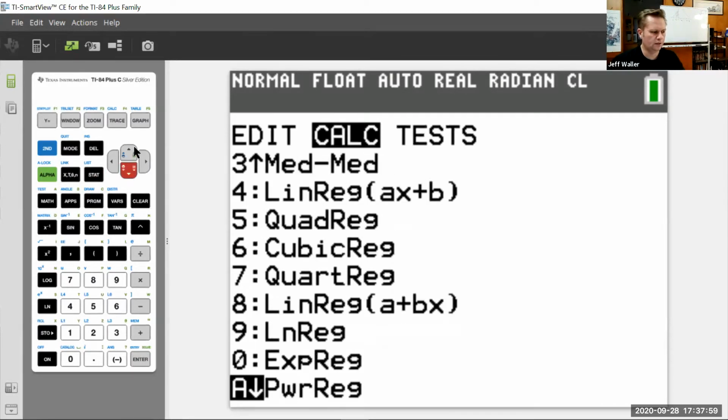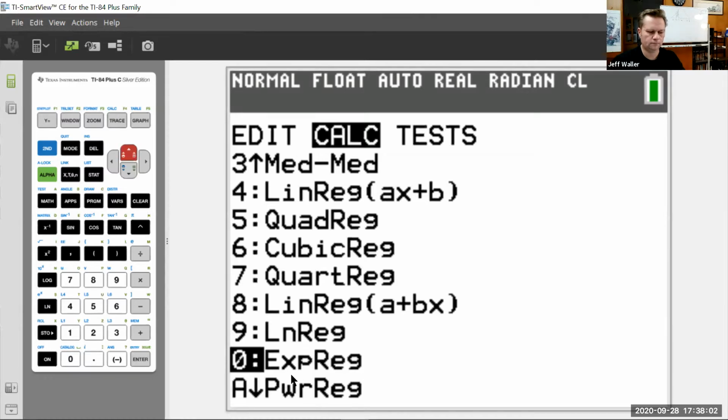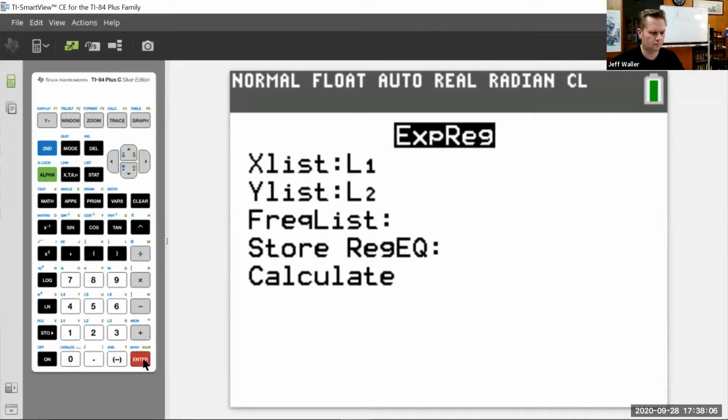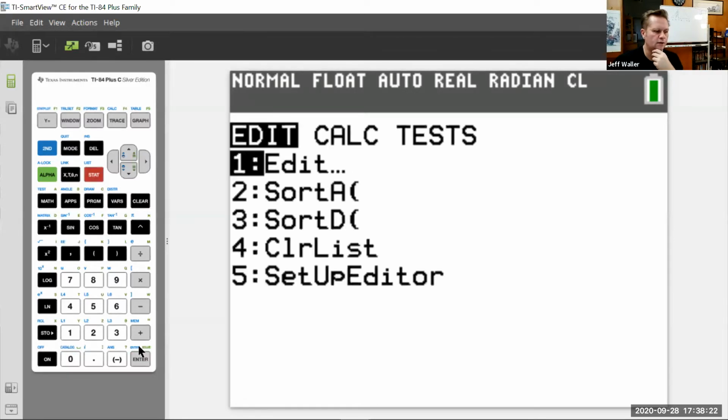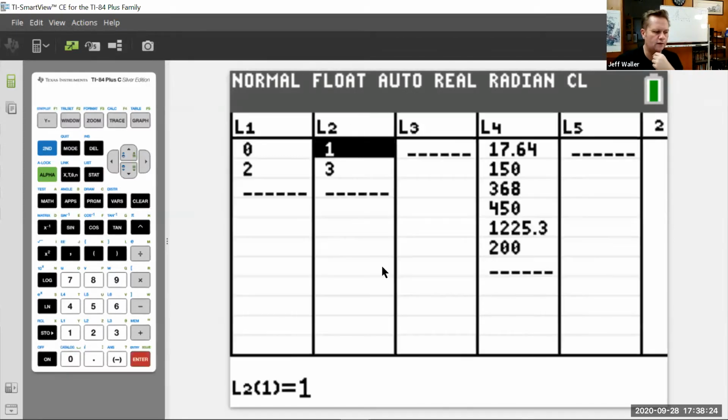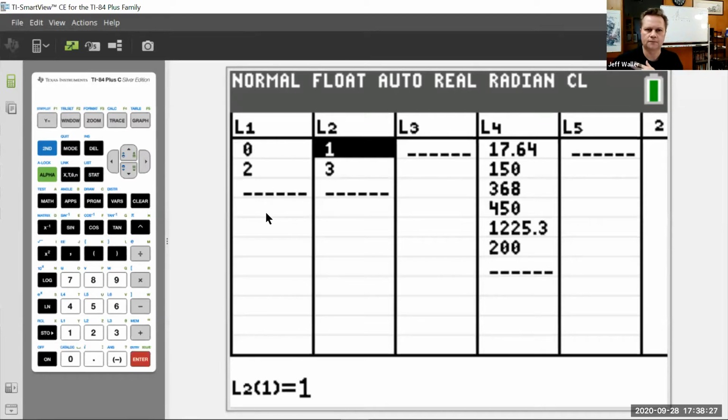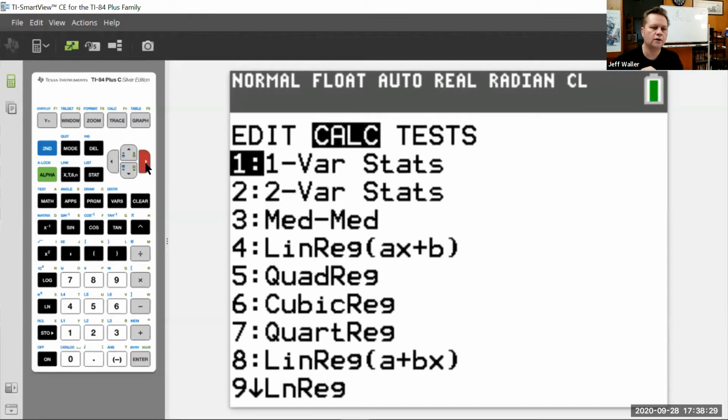So if you look at this list of things we're allowed to do, if you scroll down a little bit, there's exponential regression. So let's try an exponential regression on those points. There you go. So it would be 1.73 blah blah to the x. That would be the exponential function that fits those 2 points. So whatever your problem is, you put it in. Edit is how I give the calculator data. And then when I go to stat calc, now I can calculate stuff based on the data that I gave it.